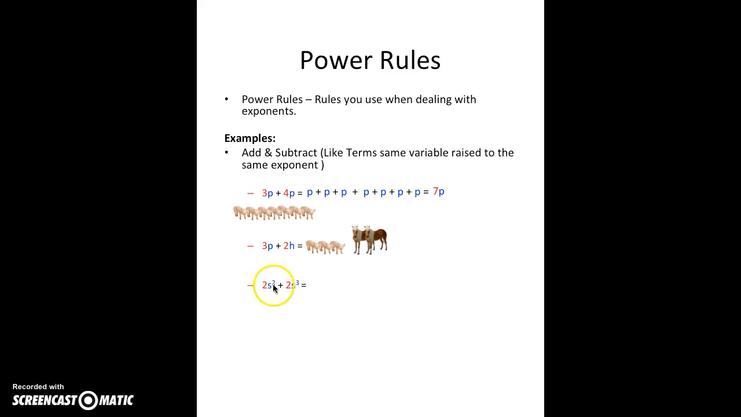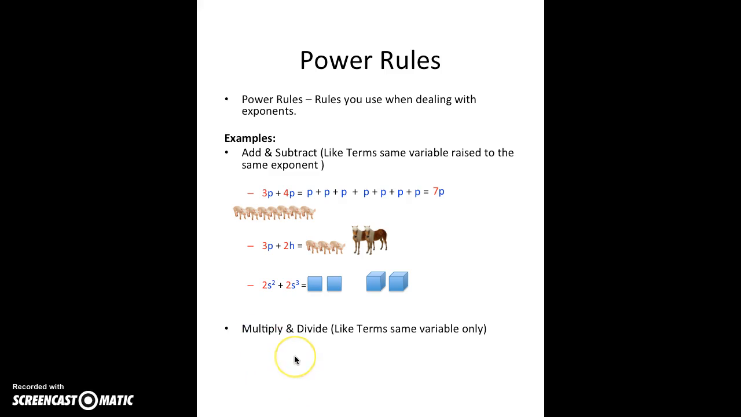Likewise, if you take something like 2s squared plus 2s cubed, where let's say s squared is the area of 2 squares, and s cubed is the volume of 2 cubes, when you combine those together, again, they stay as 2 squares and 2 cubes. You can't combine them because they're not like terms. In this case, even though the variables are the same, the exponents are different.